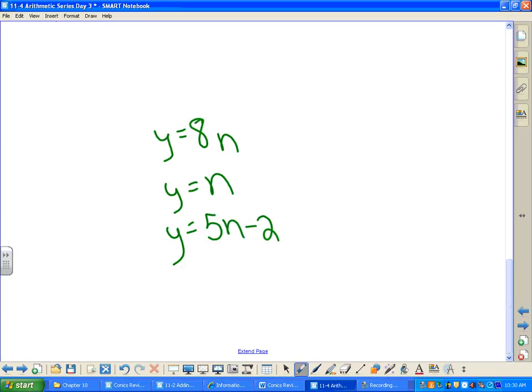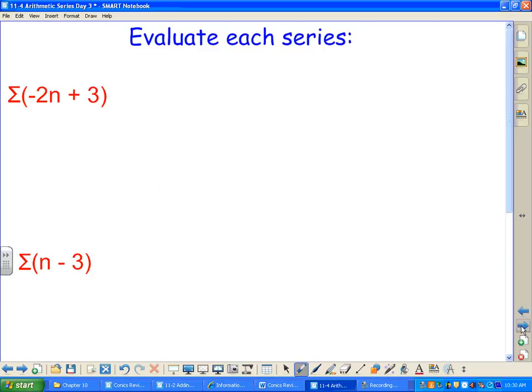N over 2 times the first term plus the last term. Okay? So if this is your first one, it's the sum from n equals 1 up to n is equal to 4 of negative 2n plus 3. And you're asked to find this sum. Is it an arithmetic series? Yeah, because how do you know?